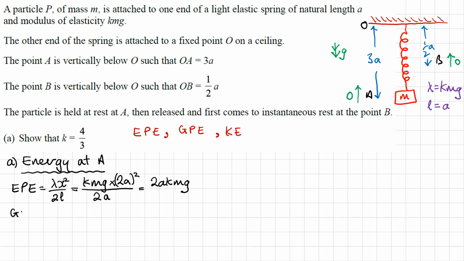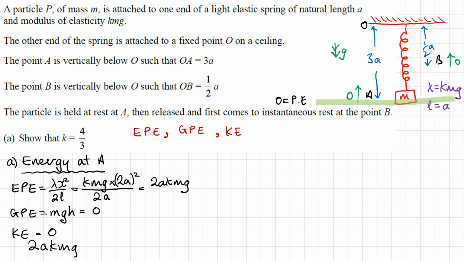Right, gravitational potential energy, or just potential energy, remember that's mgh. Now what I'm going to do is take this point at the bottom here as the point of zero potential energy, just to make things easier. So zero height. So the amount of gravitational potential energy is 0, and the kinetic energy is also 0 because it starts from rest. We're told that in the question, released from rest at A, so no kinetic energy. So at the start, the total energy at A is just going to be 2a kmg. Let's just highlight that because we'll need that in a moment. So energy at the start.